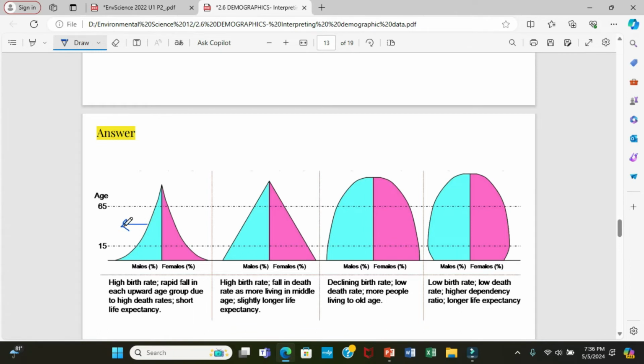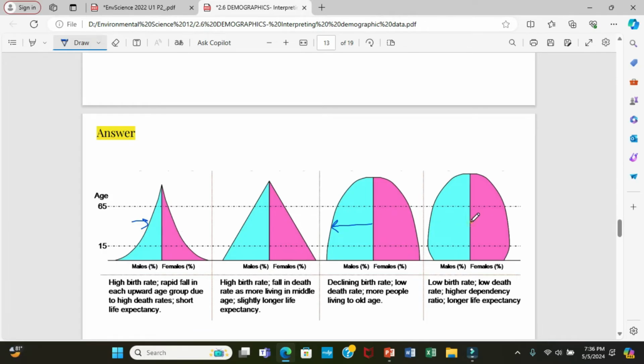So if the curve goes out, like this one, it shows that the population size for this age group, the middle age group, is large. This one, it's not so wide. The curve is going in. So it shows that the population is reducing.